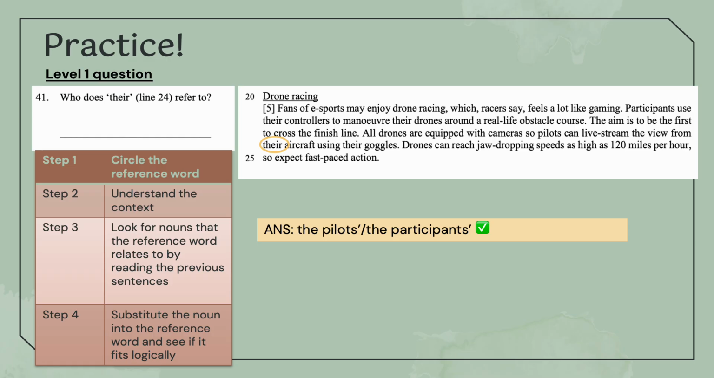If we put the word pilots or participants into the word "there", it doesn't fit because there is a possessive pronoun, which is used to show ownership of something by one or several people. So we have to make some changes in order to make it grammatically correct. Instead of the pilots or the participants, the answer would be the pilots' or the participants' with an apostrophe. Now, can you get it?